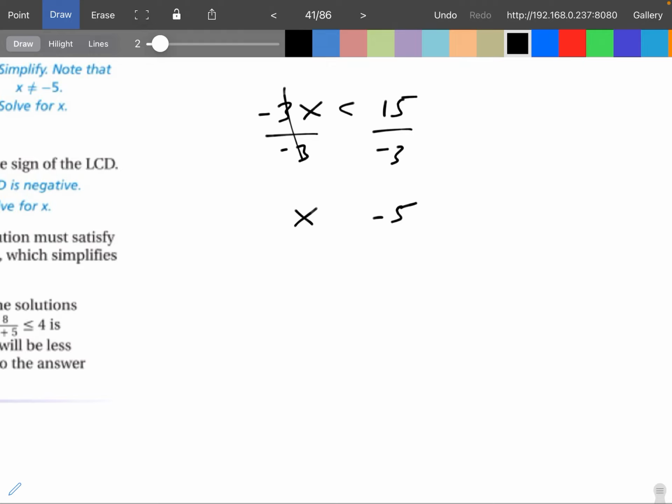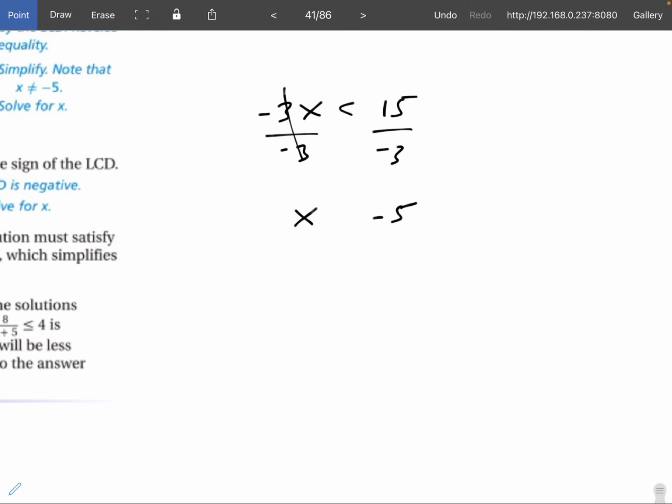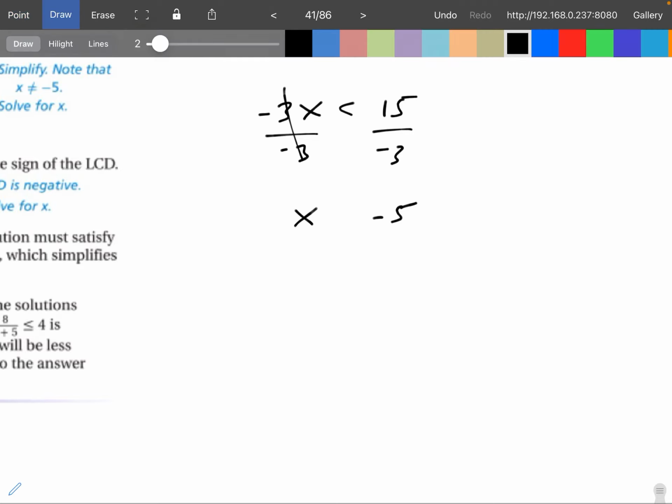But then what's the thing I got to remember to do with this? Do you remember? When I divide both sides of an inequality by a negative number, I have to do what? Yeah, you got to flip the inequality symbol or switch it the other way. So right now this was a less than. We want to switch it to be greater than. So that would be your solution, all the real numbers x that are greater than negative 5.